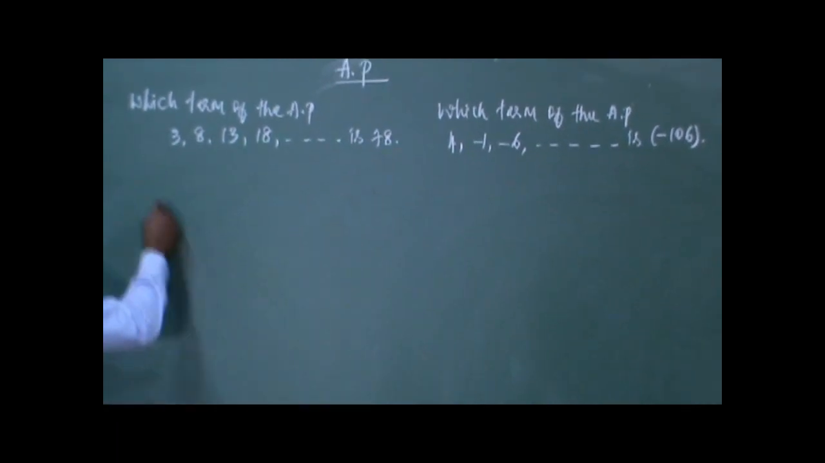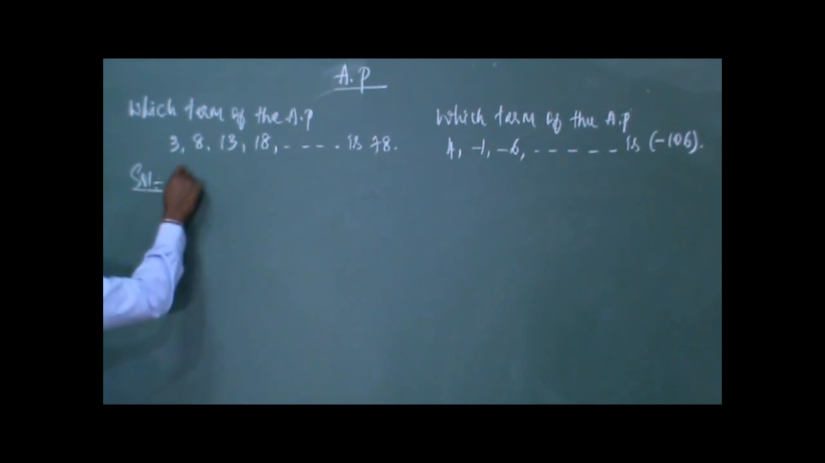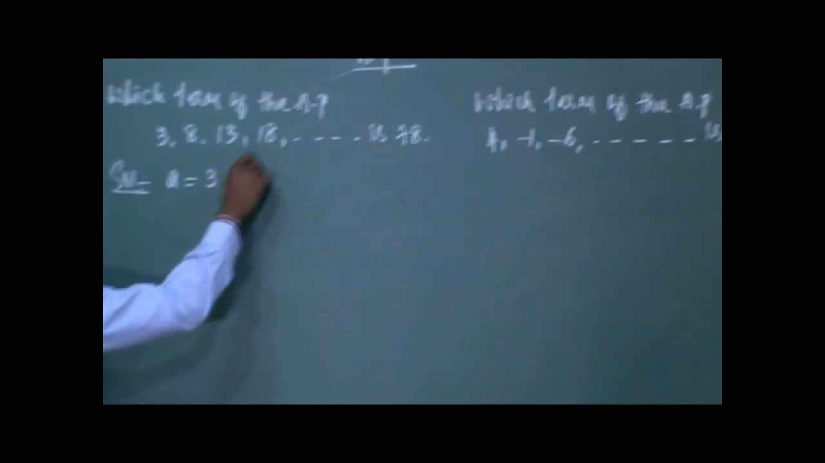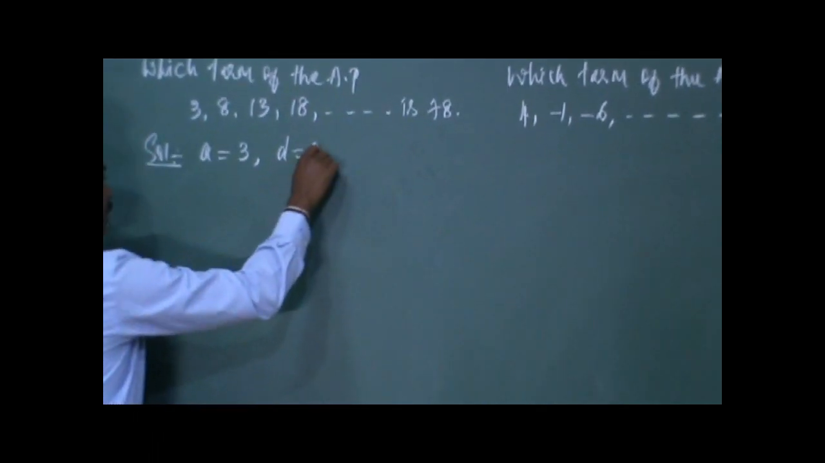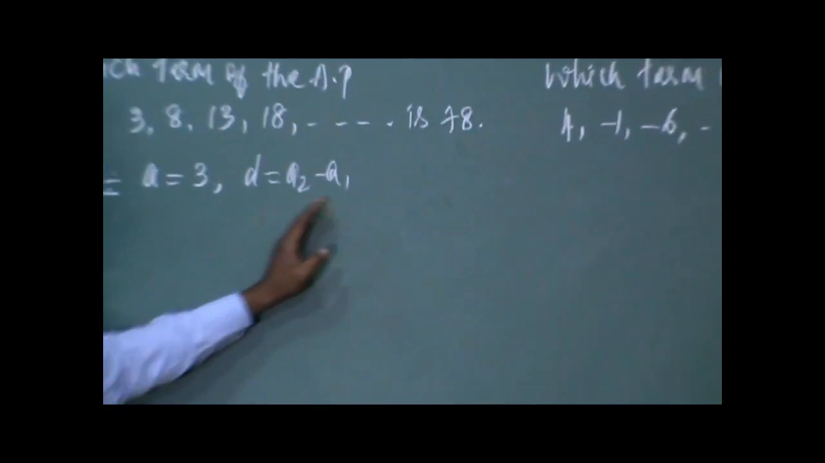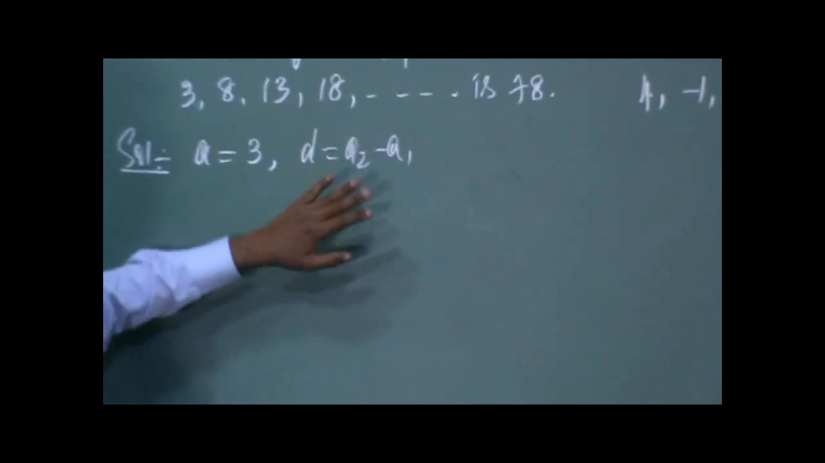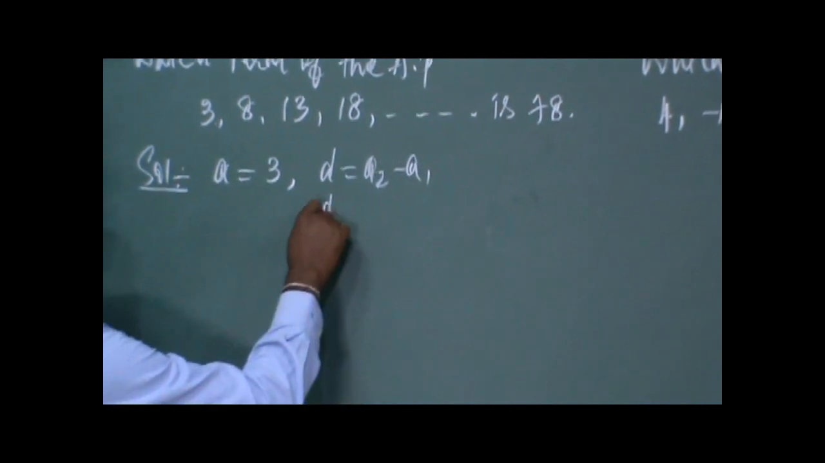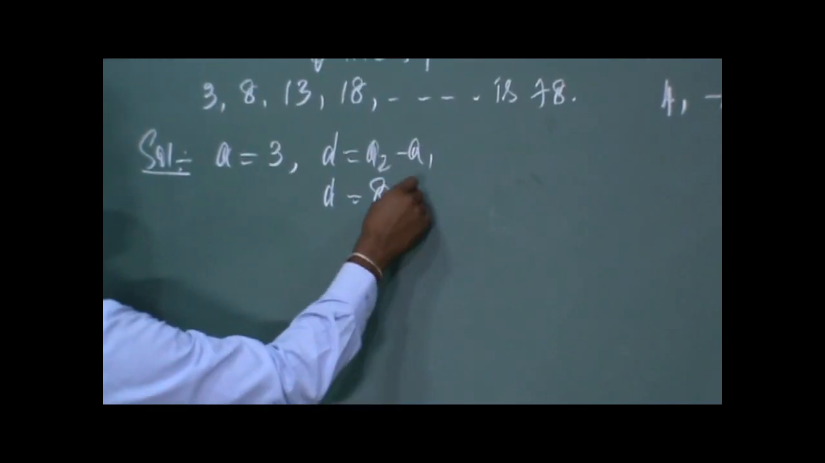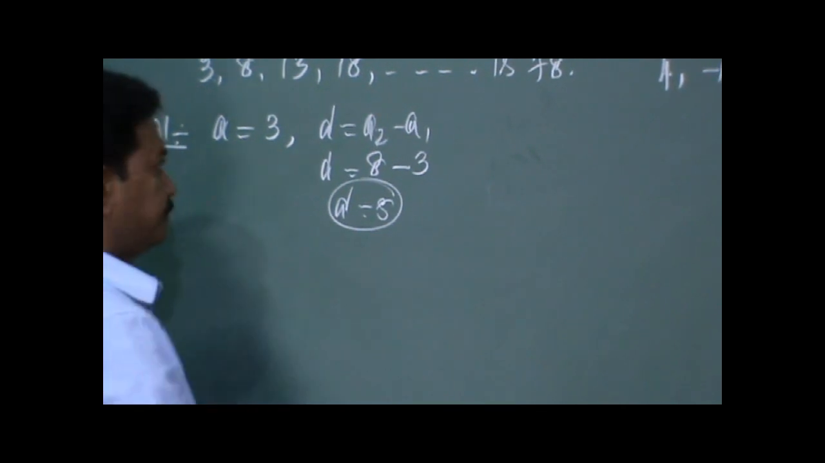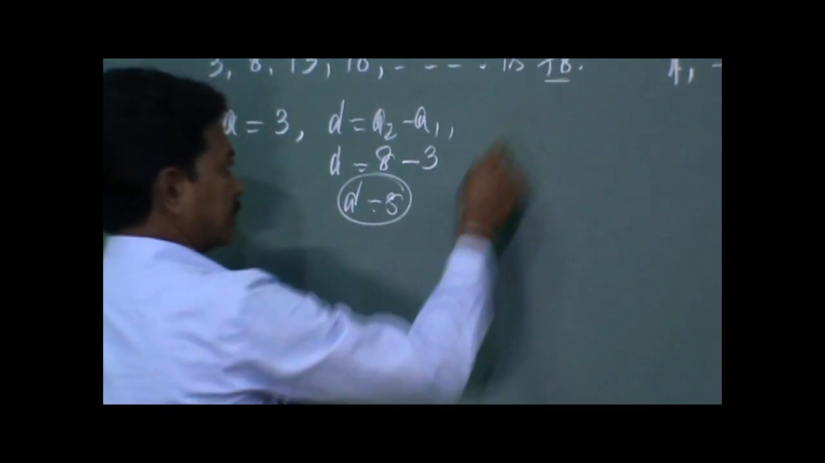So now let us go with this. Write the first term, a is equal to 3, by inspection. Find d by the usual method: a2 minus a1. Don't be restricted to this, as I told you in the previous classes. d can be taken as a4 minus a3 also, or a3 minus a2 also. Usually we take a2 minus a1. So d is equal to a2, which is 8, minus a1, which is 3. So d comes to 5. So d is positive.